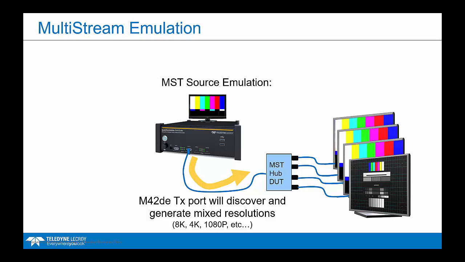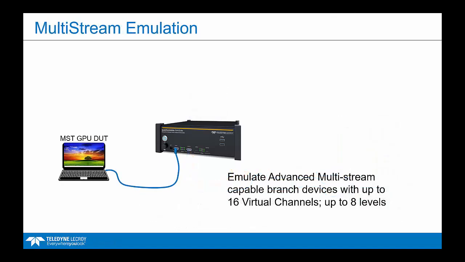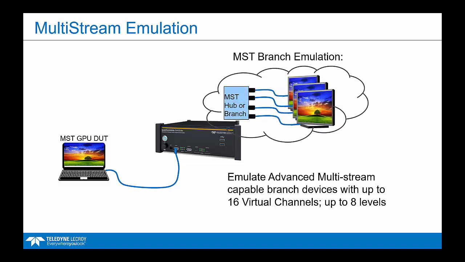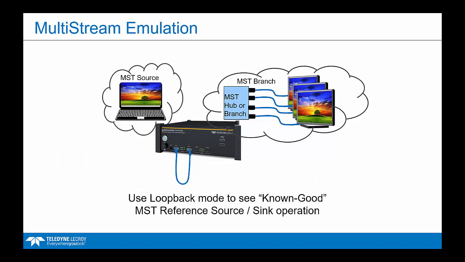Also, in the latest release, version 7.3.0 and later, you can now specify a primary and secondary format that can use different resolutions and patterns, and then direct that to a specific virtual channel in the network. Likewise, the M42DE also supports multi-stream capable branch device emulation. For testing a real MST source, the tester can present up to 16 virtual channels and 8 levels deep. So, that's going to address your most sophisticated MST test environments.